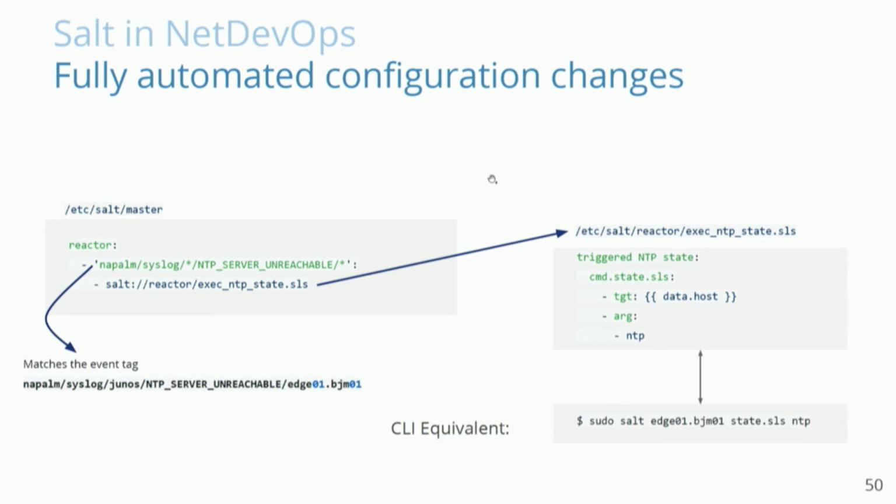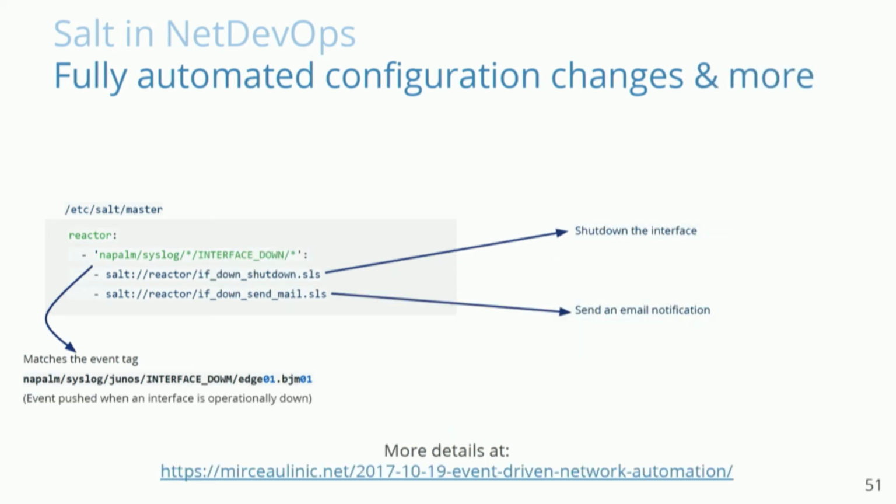And using the reactor system, you can react and deploy configuration changes when you have a notification from a network device that one of the NTP servers is unreachable, or something even nicer. For example, when you have a notification that an interface is down, you can shut down the interface, meaning that you push a configuration change to explicitly and administratively shut down the interface, and also eventually send an email notification to one of your partners, and so on. And all of this happens behind the scenes. You don't need to do anything else manually at all. Again, I have expanded on this exact example in a blog post, if you want to click on it.